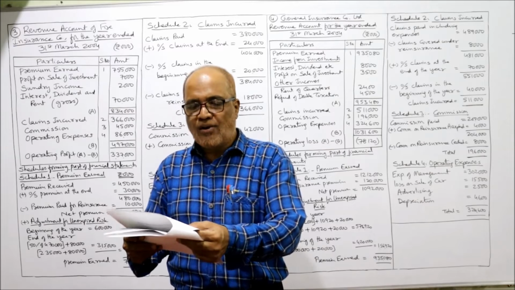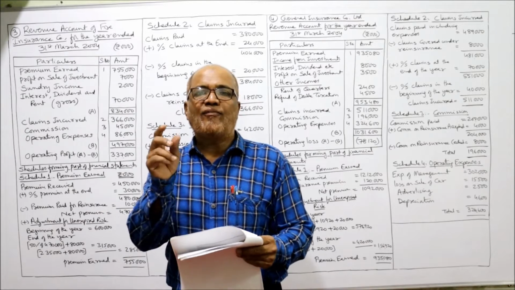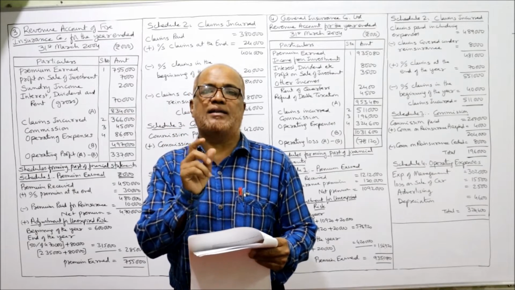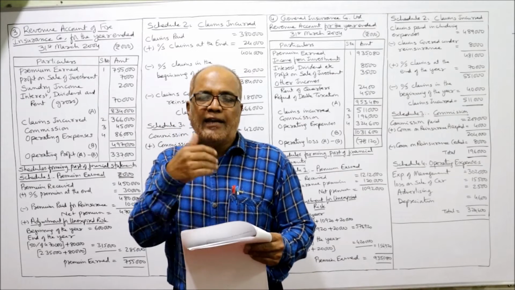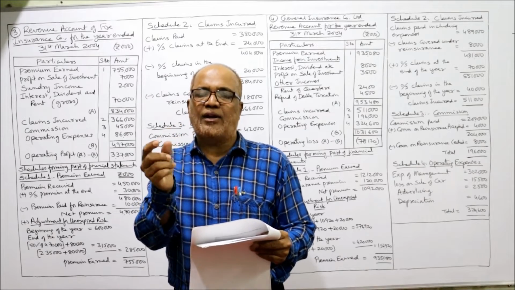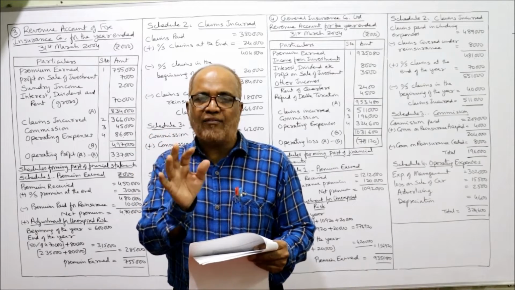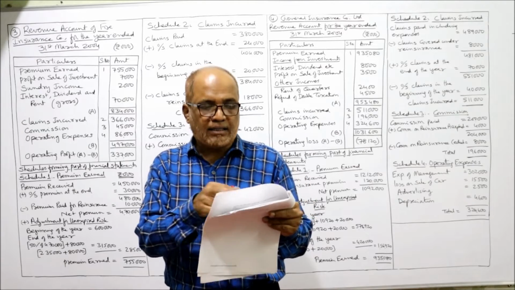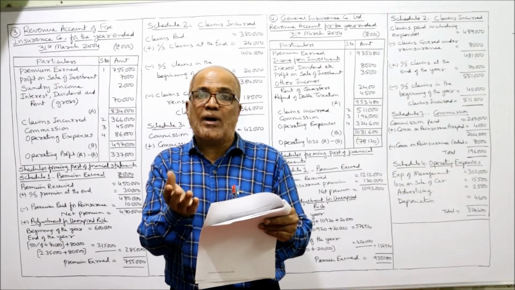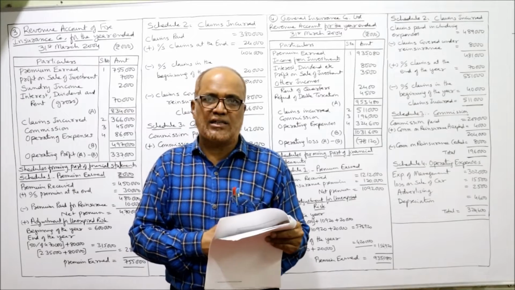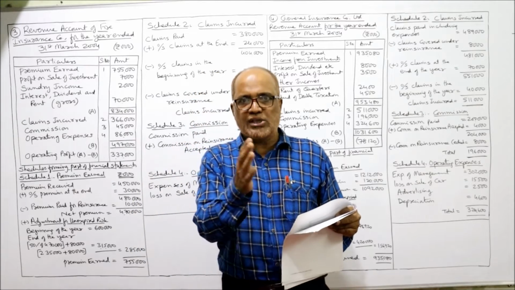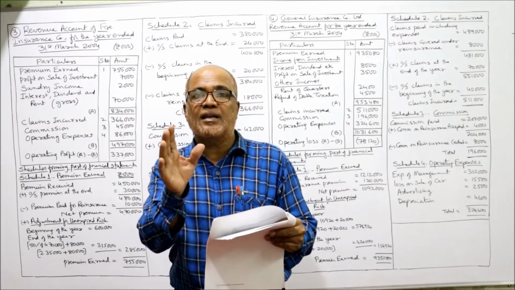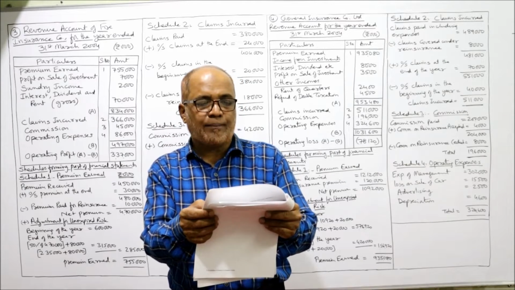Now, rupees in thousands, fire fund. Fire fund means the reserve for unexpired risk. Simply the name has been changed. Fire fund, don't get confused. Fire fund means the reserve for unexpired risk at the beginning of the year. 31st March 2003 means last year's closing. Last year's closing will become the current year's opening. So at the beginning of the year, the reserve for unexpired risk is 6 lakh.